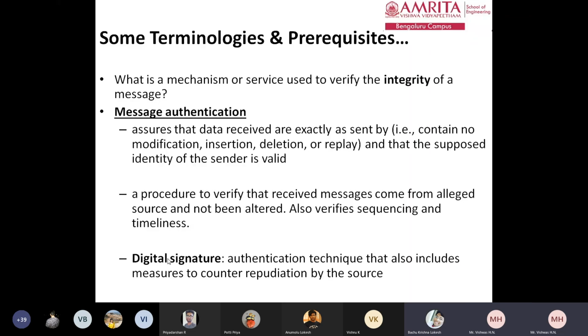We will see. Sir, the slides are not changing for us. We are still in some terminologies and prerequisites. I have not changed the slides. That's what I told you. Before I continue the slides, I wanted to tell you this. That's why I told you to note down also.